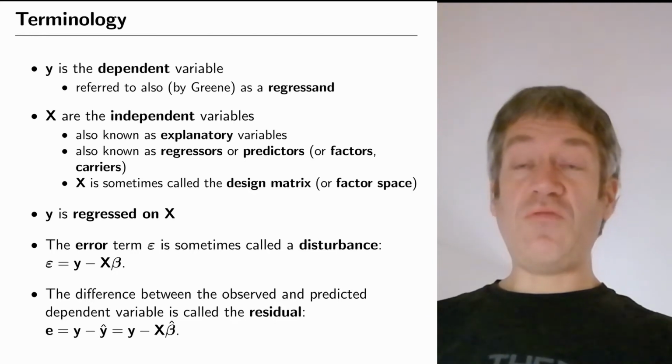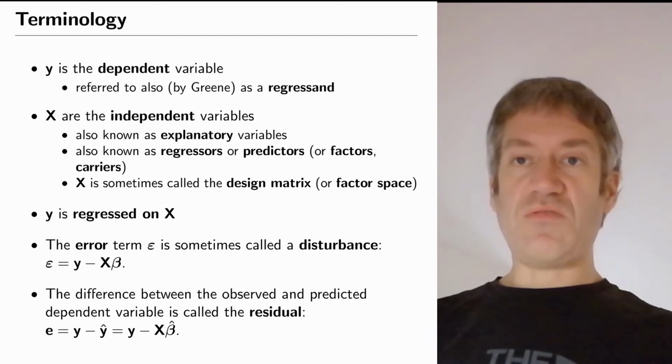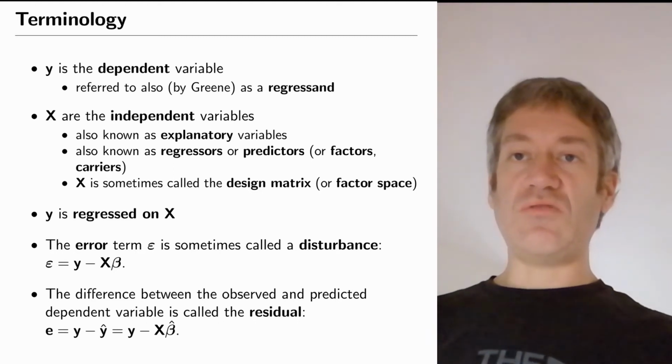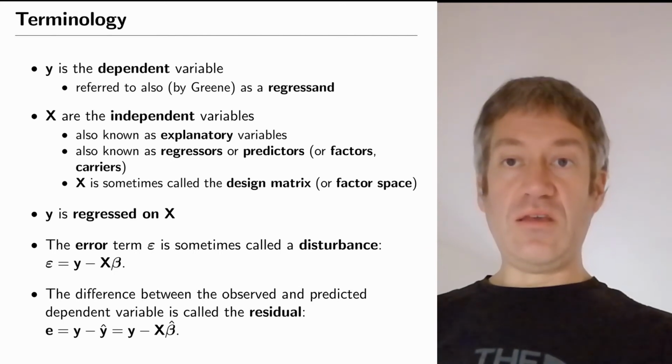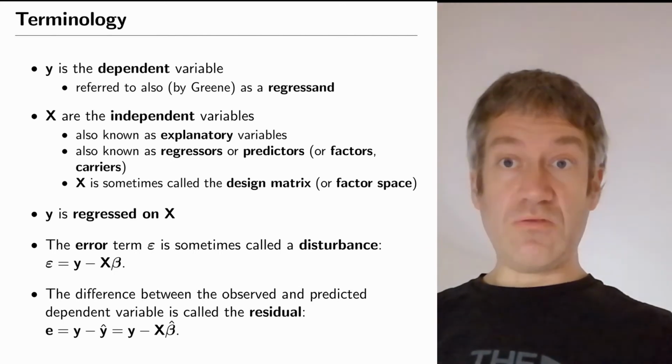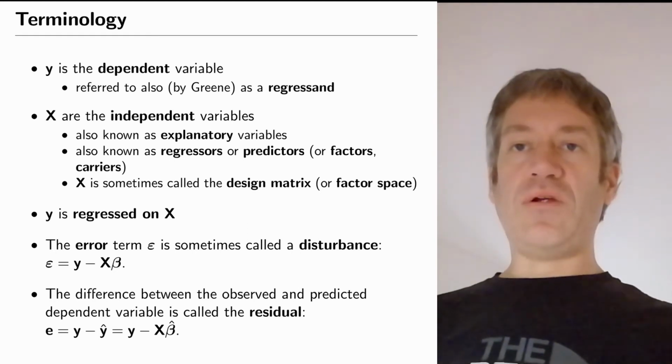So the residual, if you were to draw a regression line to a set of points, is the difference between those points and the line, because the line is based on your estimated parameters.